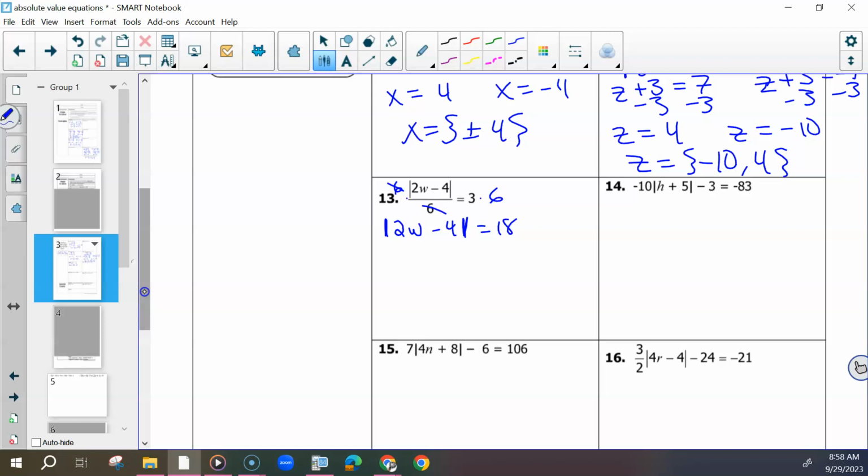We will eventually add, but we have to drop the absolute value bars and make sure it's equal to a positive and negative 18. So if you just start adding from this point, you've skipped a couple steps. You have to make sure we isolate it before we start solving, and we can't solve while it still has absolute value. But yes, we would add 4.